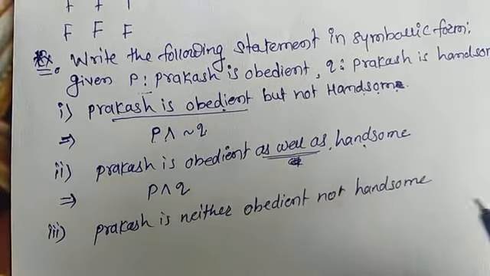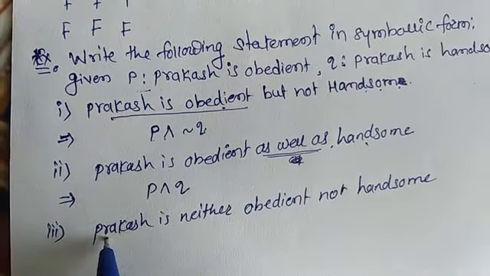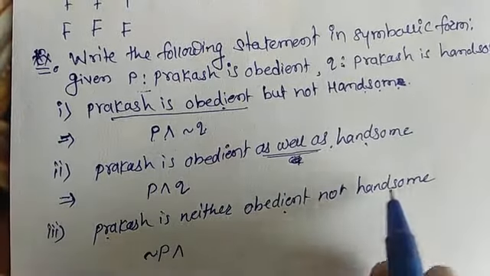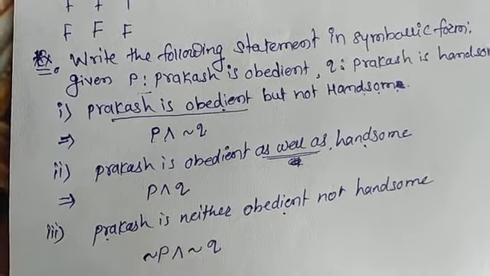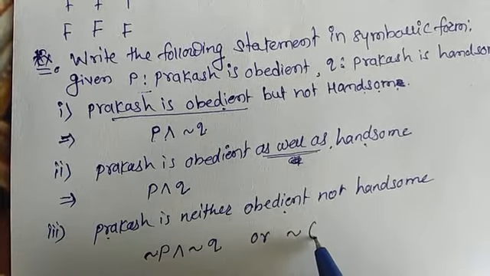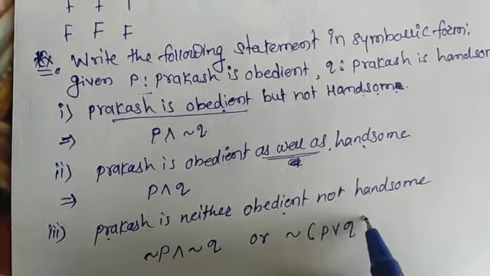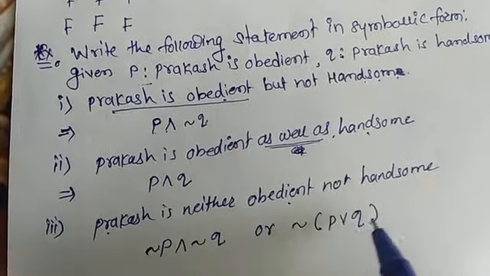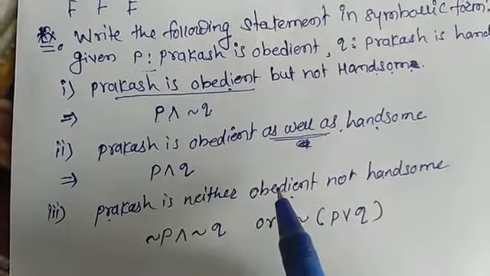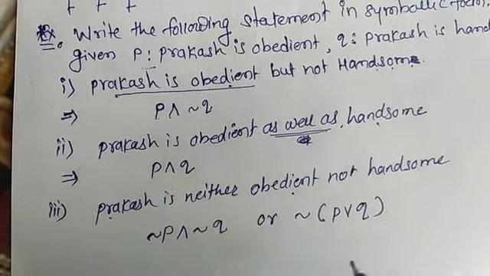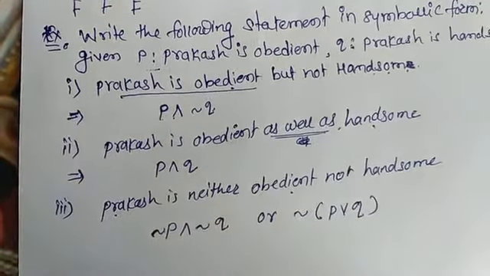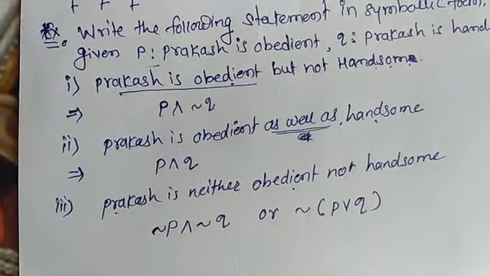Okay, which means Prakash is neither obedient, which is negation P, nor handsome, which is negation Q. Or you may also write it as negation of P or Q. It is the negation of both: neither obedient nor handsome, which means Prakash is not obedient or handsome, negation of P or Q. So these are the symbolic forms of the given statements.